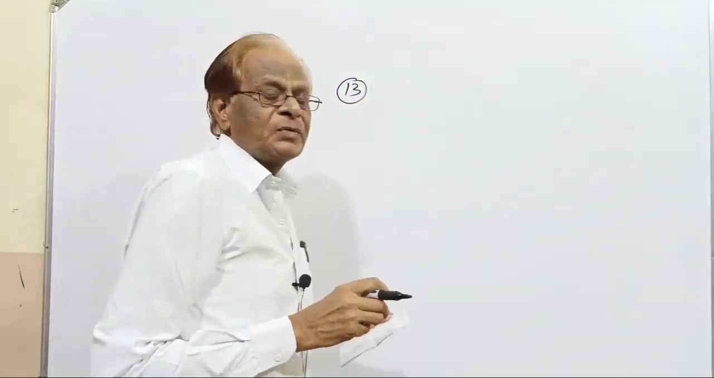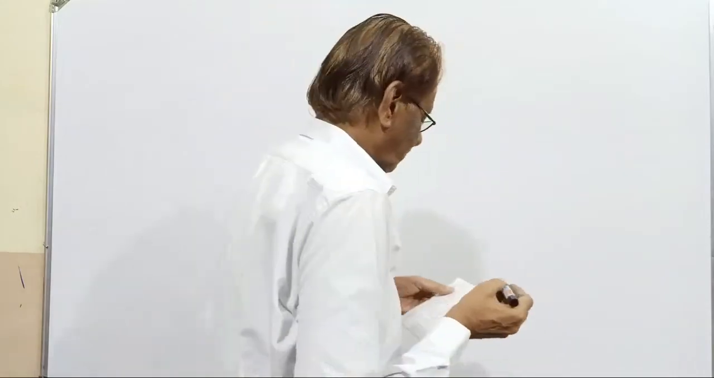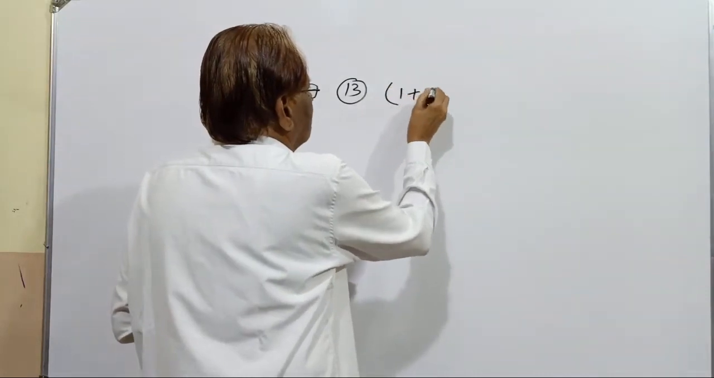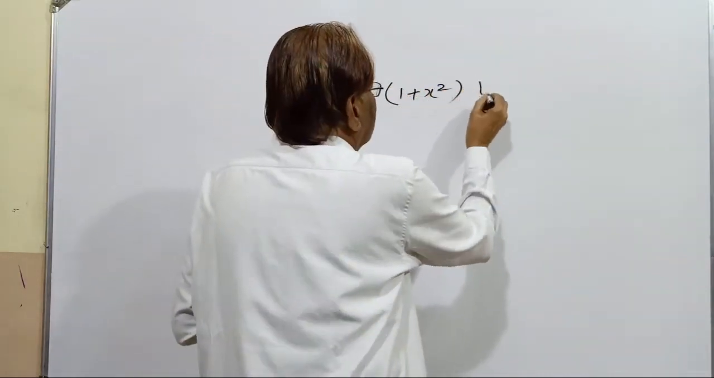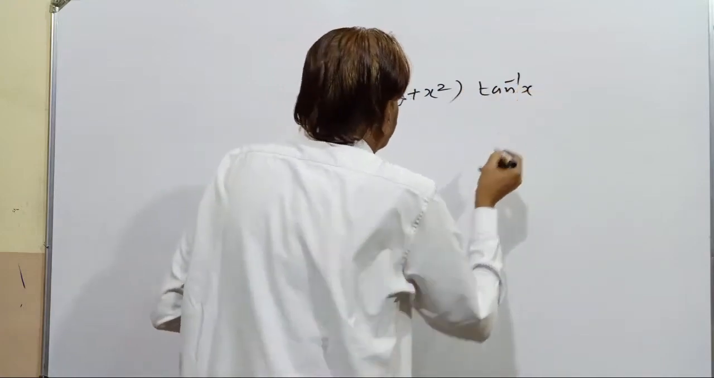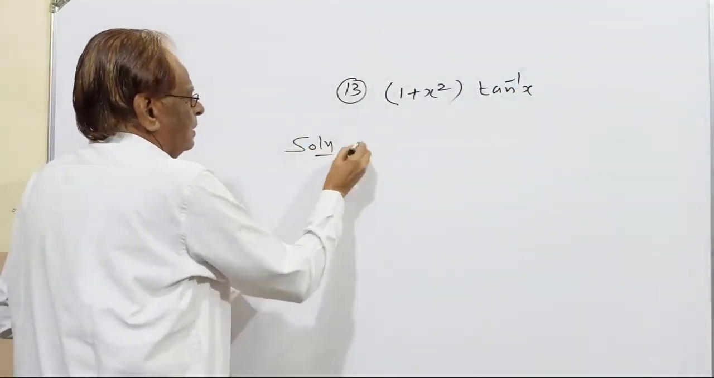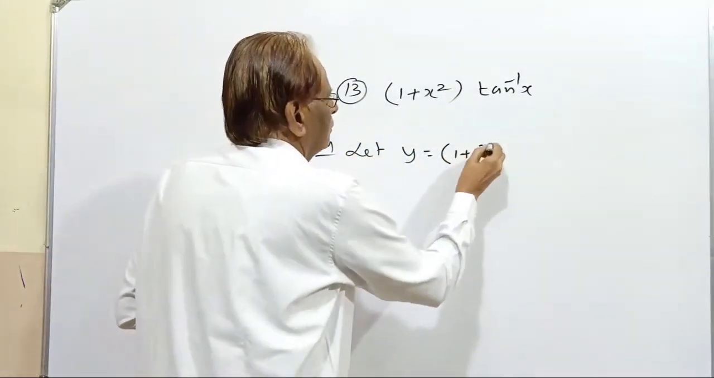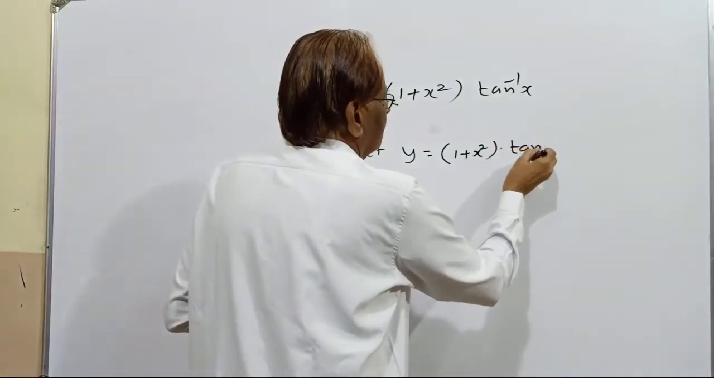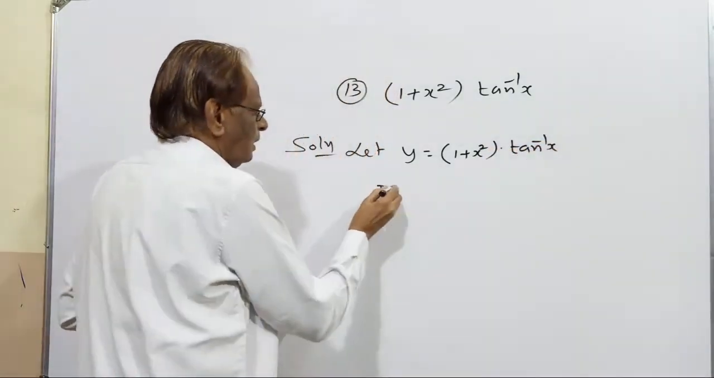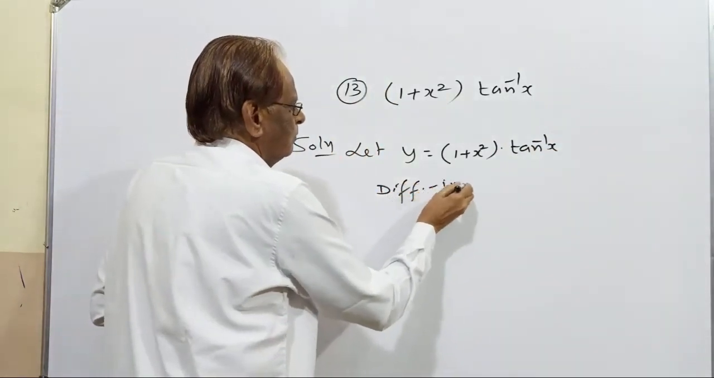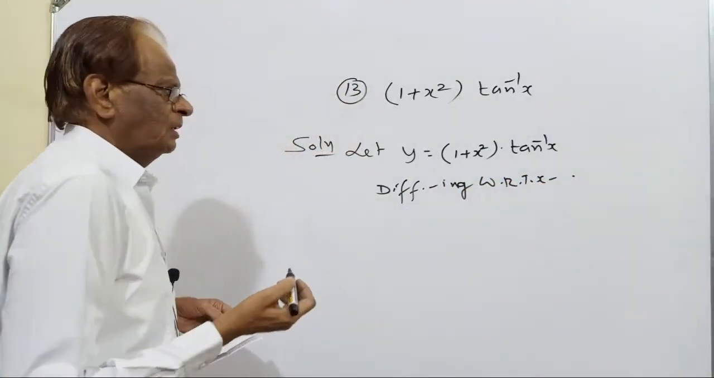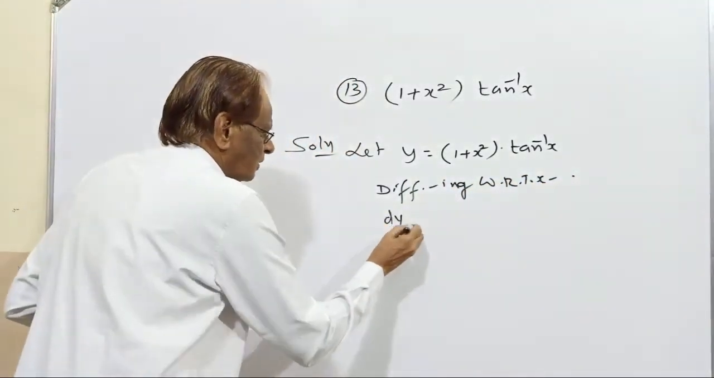Similarly, differentiate the following with respect to x: (1 plus x squared) tan inverse x. Let y equal to (1 plus x squared) tan inverse x. Differentiating with respect to x, dy by dx.